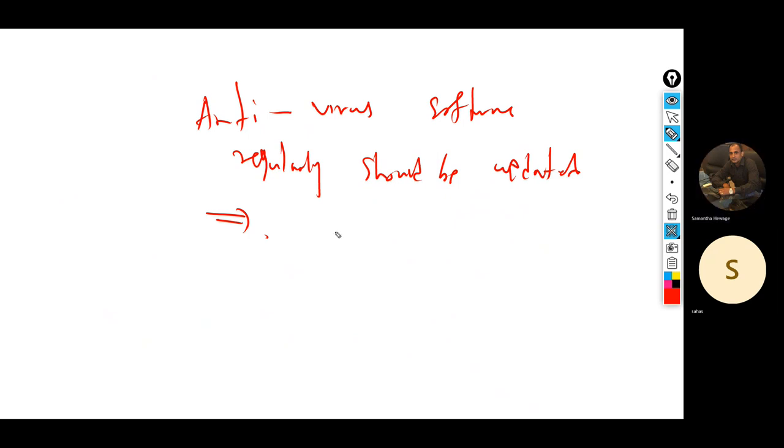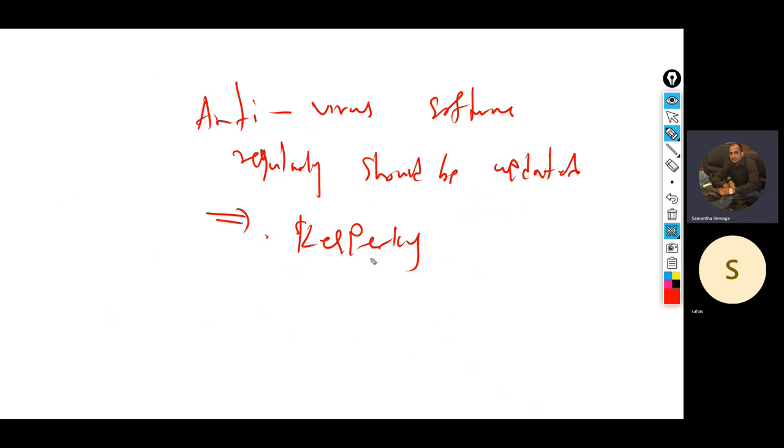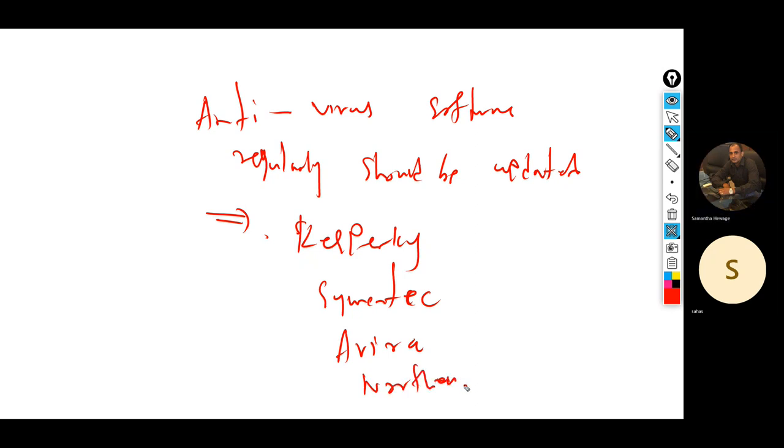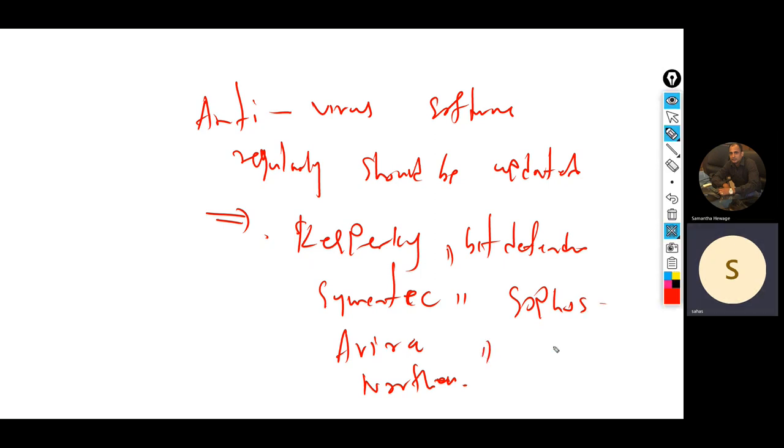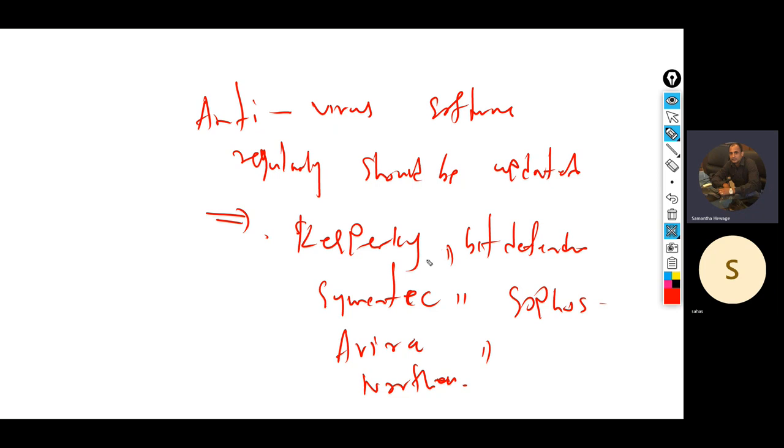Right. Most of the antivirus software you have, we have a Kaspersky, a Symantec, an Avira, a Norton, a Bitdefender, and a Sophos. So we have several virus guards.